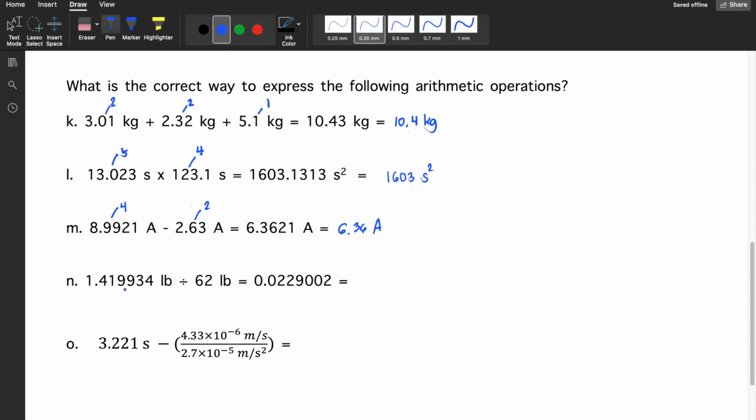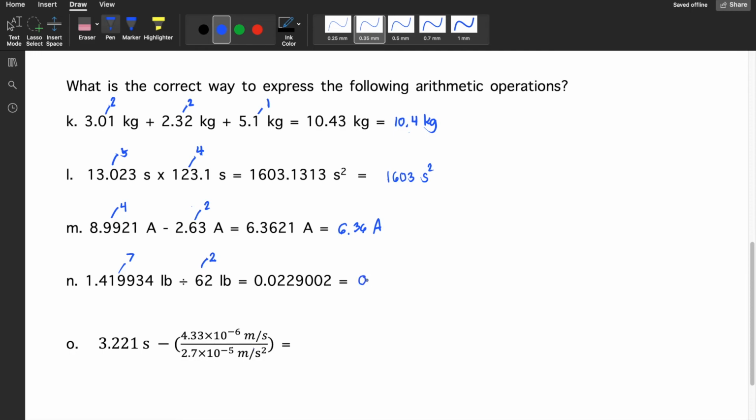Okay, for letter N, we are dividing 1.419934 pounds by 62 pounds. So this will be the result. Again, in multiplying and dividing, the number of significant figures in the result should be the least. Which of these two has the least number of significant figures? This one has 1, 2, 3, 4, 5, 6, 7, while 62 has only 2 significant figures. Therefore, your final answer must have 2 significant figures.